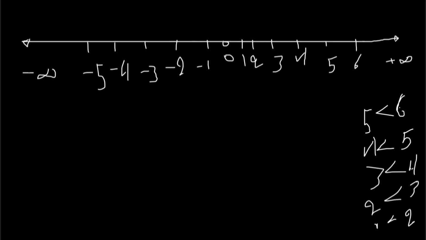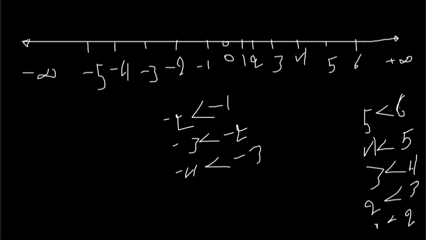We say that as we move from 0 to the left, numbers decrease. For that reason, negative 1 is larger than negative 2, then negative 2 is larger than negative 3, then negative 3 is larger than negative 4, then negative 4 is larger than negative 5.